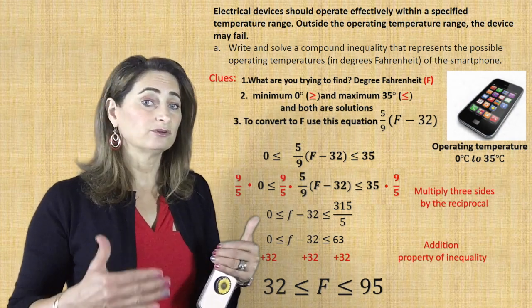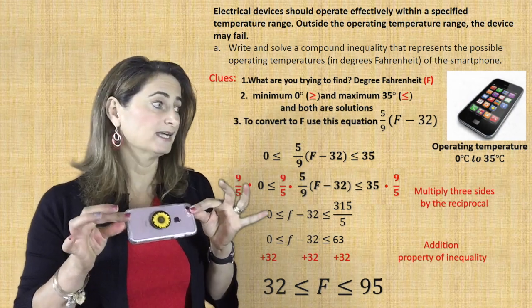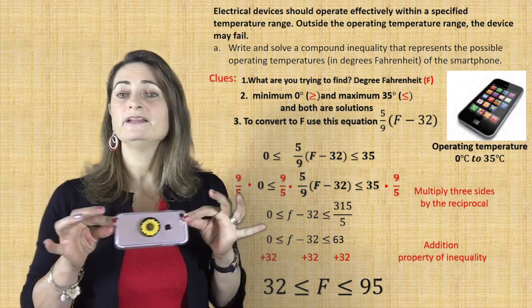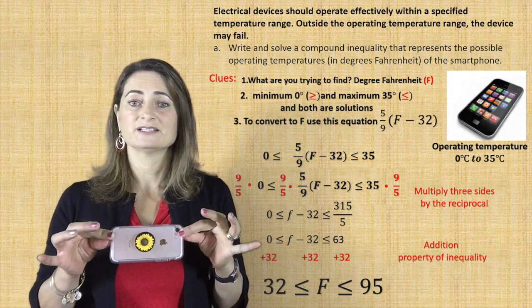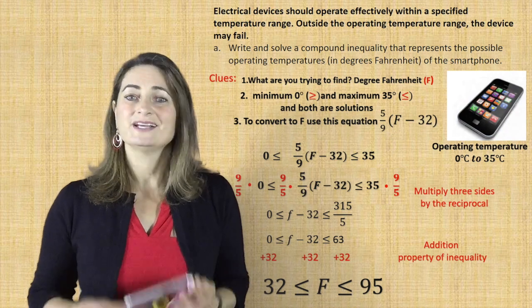So the range for that cell phone to work is between 32 and 95 degrees Fahrenheit. Otherwise, it won't work.